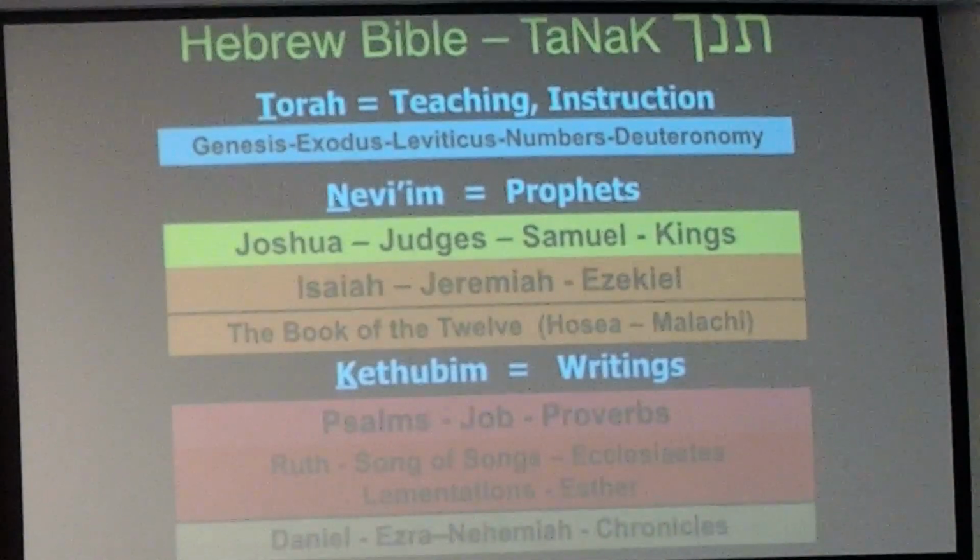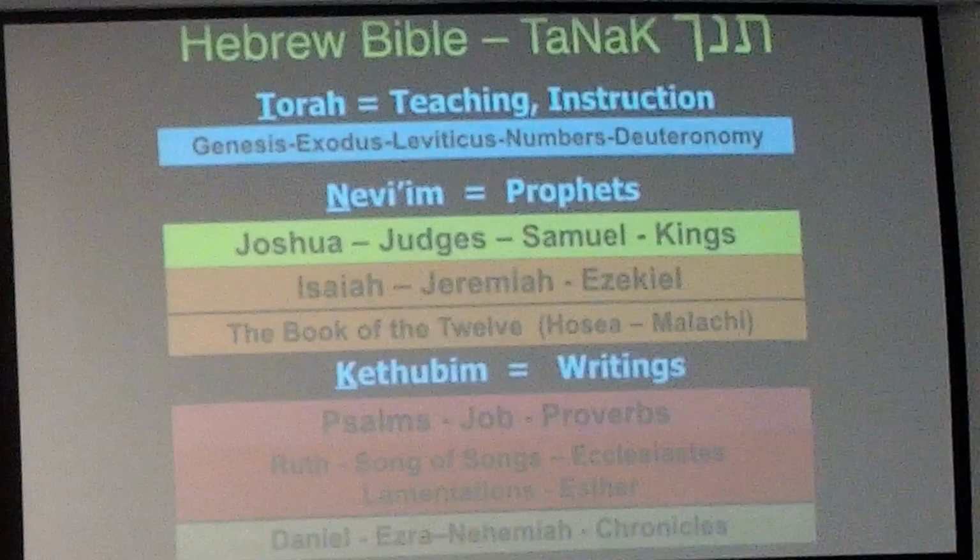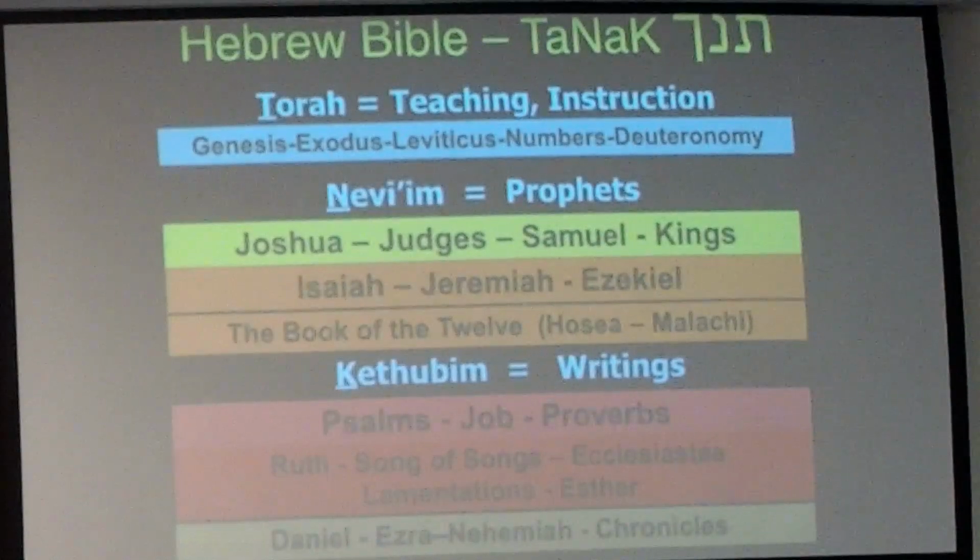And the Jewish tradition says that Joshua wrote the book of 1st and 2nd Kings, and of course Joshua was considered a prophet as well. And so we have the prophets. The other interesting thing is that they group in one book what they call the Book of the 12.